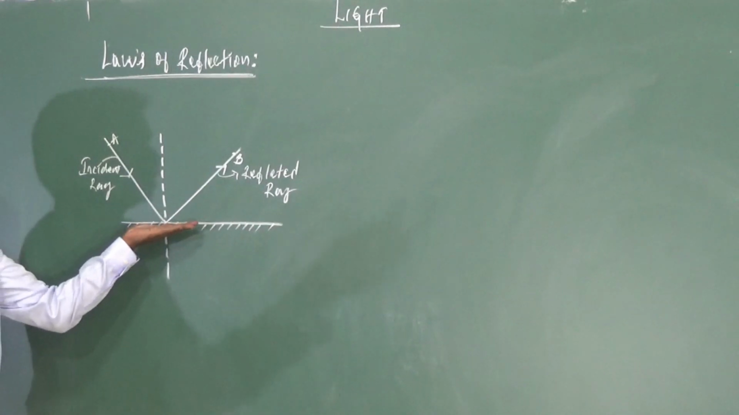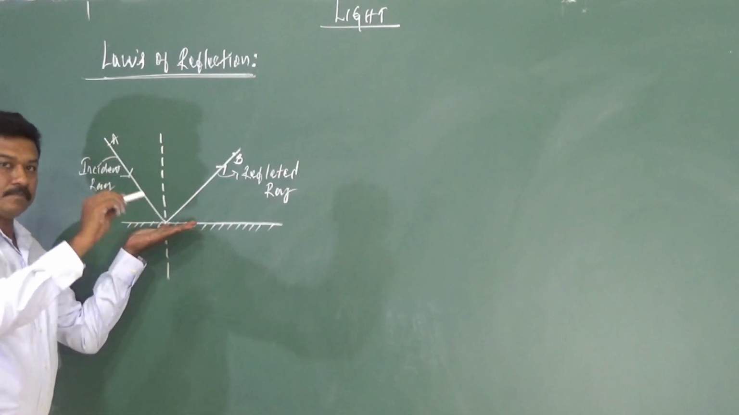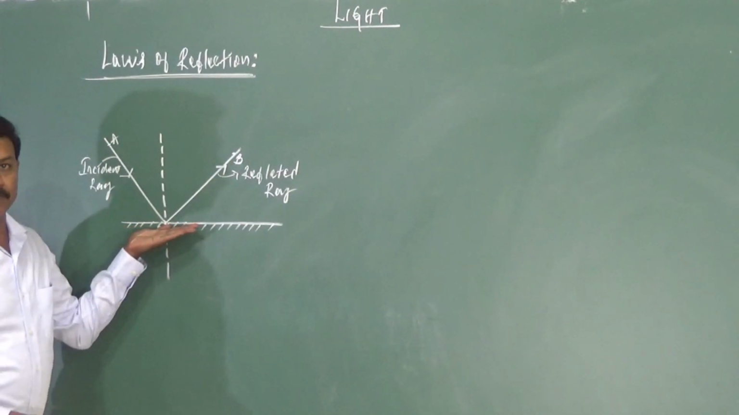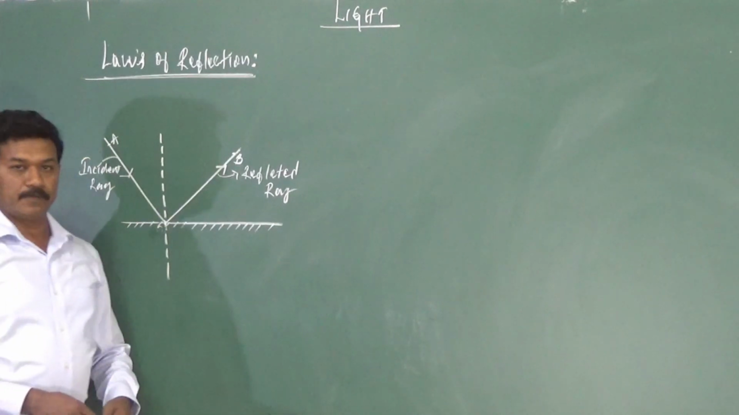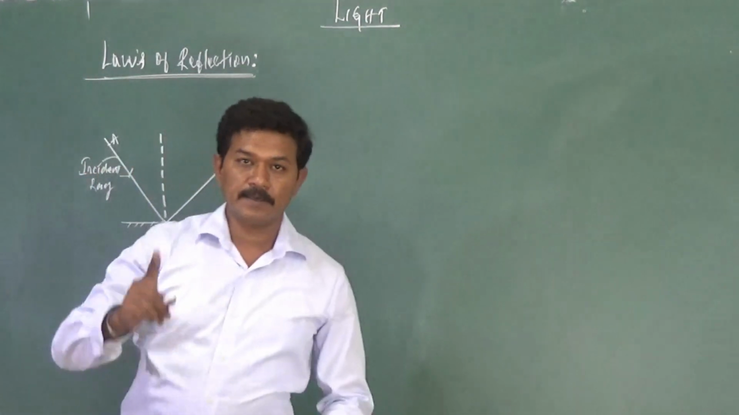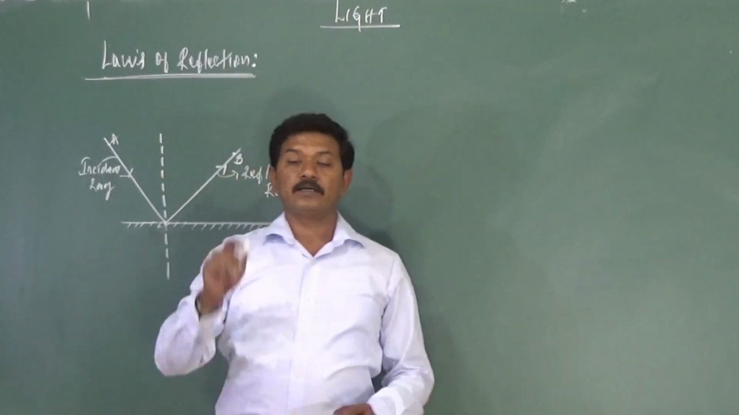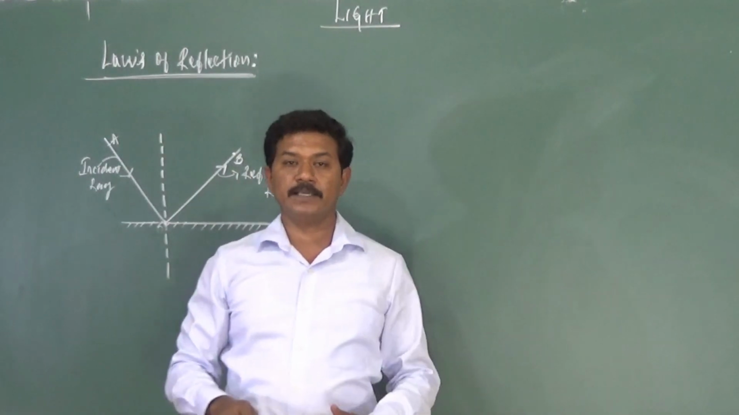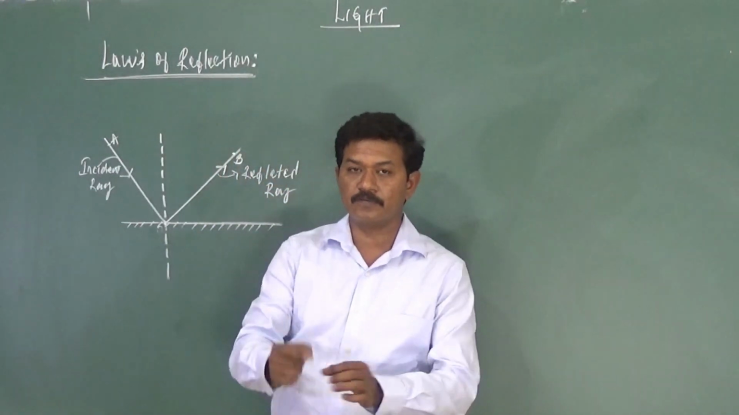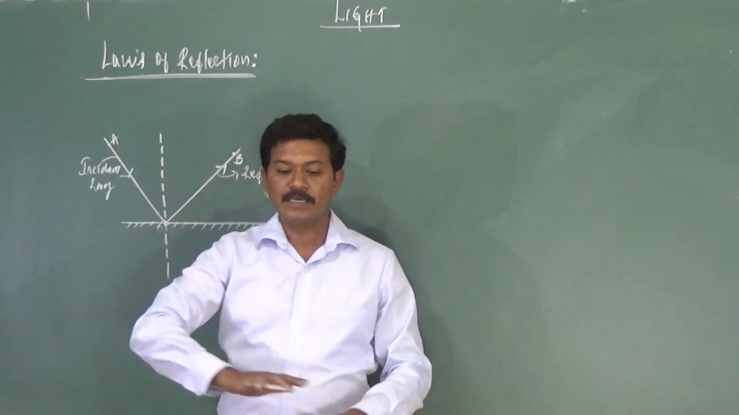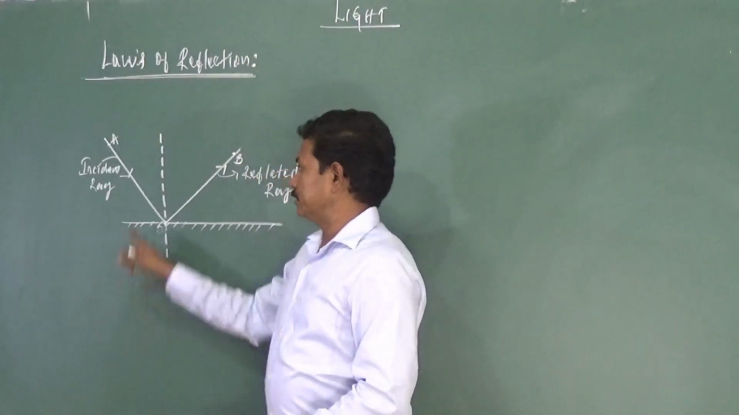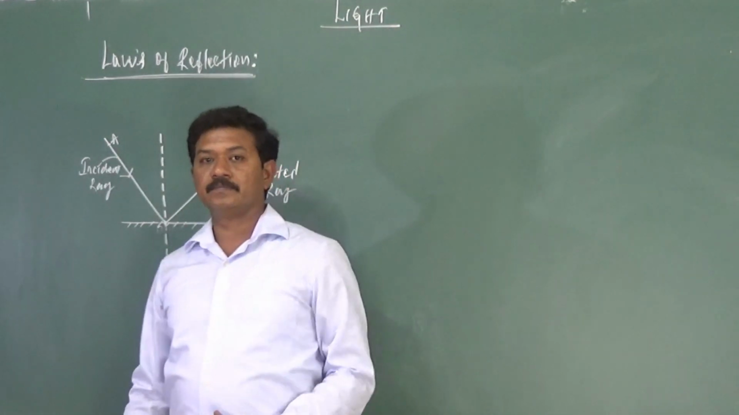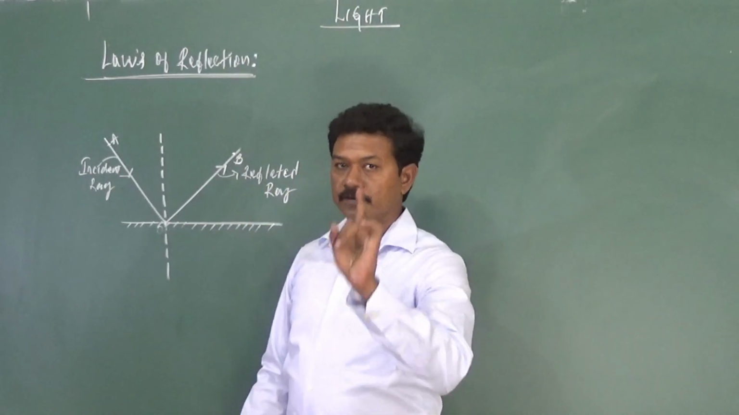The plane on which the incident light ray meets the mirror, in the same plane the reflected light ray also moves out. That is the first law of reflection. So the incident light ray, the reflected light ray and the normal at the point of incidence all lie on the same plane. Just like in a carom board you move different pawns, they all move on the same plane. Right? So this is the first law of reflection.